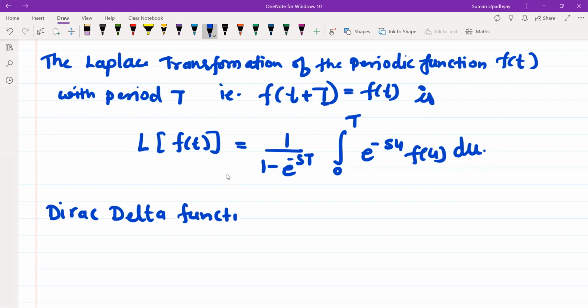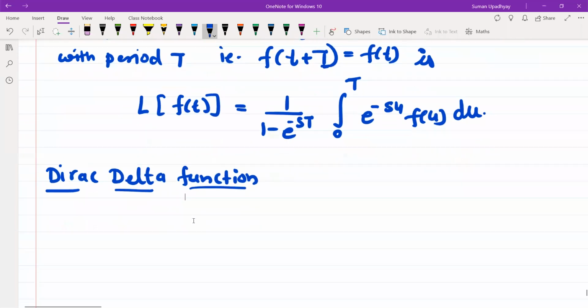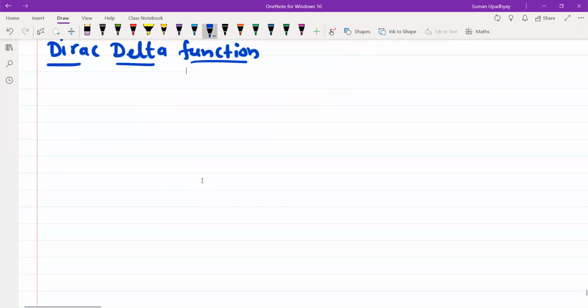And you are going to do the question on this periodic function and we are stopping now. Dirac delta function. So just keep its definition. So Dirac delta definition is this.